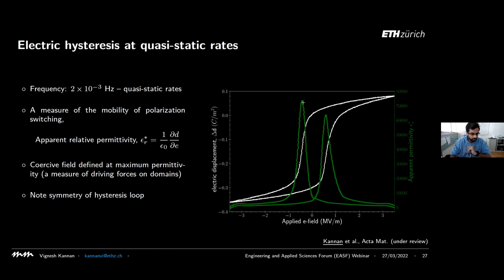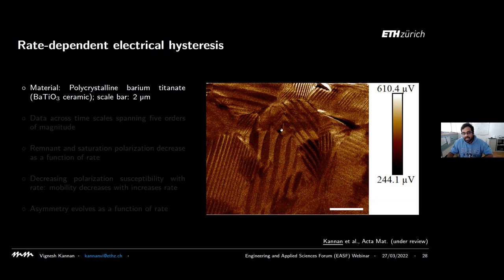So, like I mentioned, we use this technique called piezo-response force microscopy to map the spatially distributed polarizations in our sample. So this is our barium titanate sample. You can see these strongly heterogeneous structures, where the different intensities are characterized by different polarization states, which we call domains, and the interfaces are the domain walls.